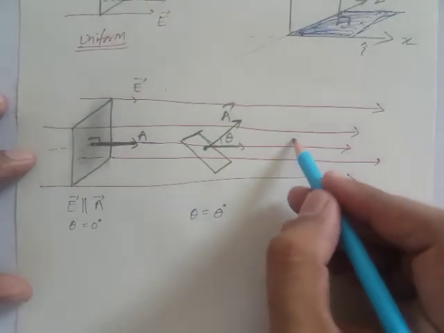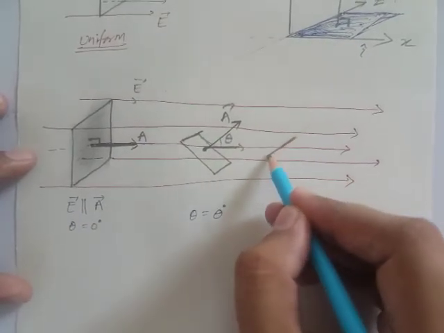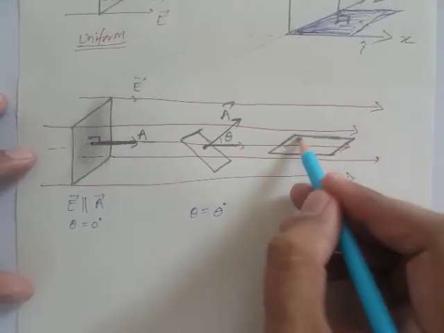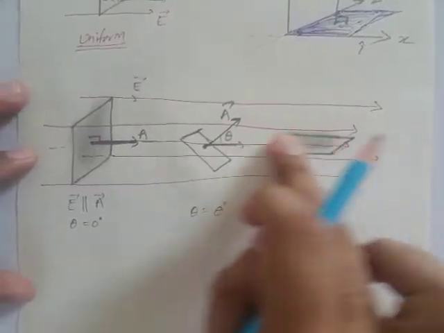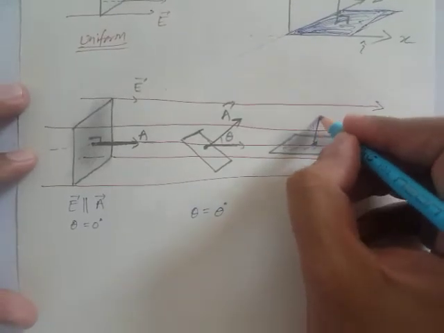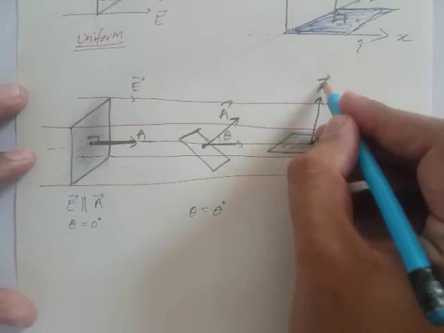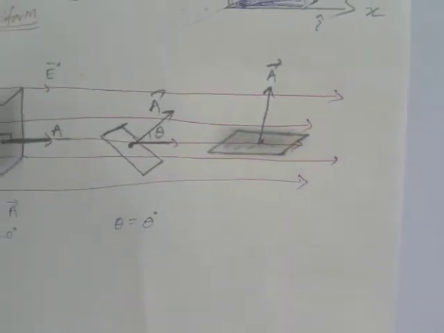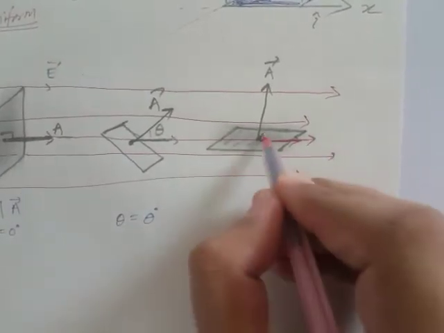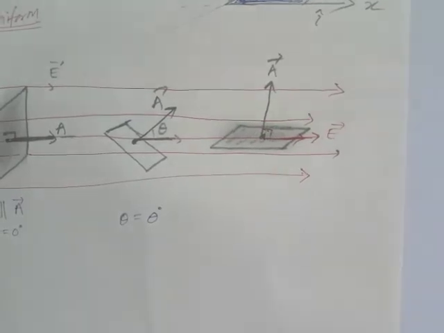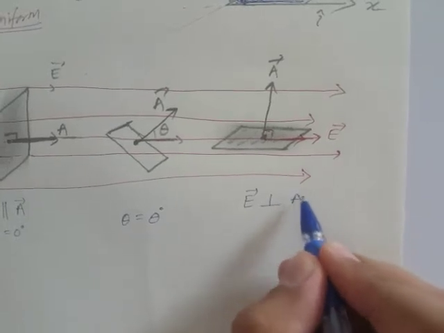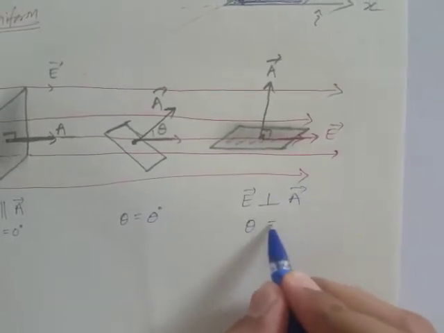In the last case, what will we draw if we make it in this way? I hope you can imagine this in the diagram. Now the area vector from the center is in the upward direction. I hope you can see it clearly. And my electric field vector is forming 90 degrees. So we can say here my electric field is perpendicular to the area vector, so theta equals 90 degrees.